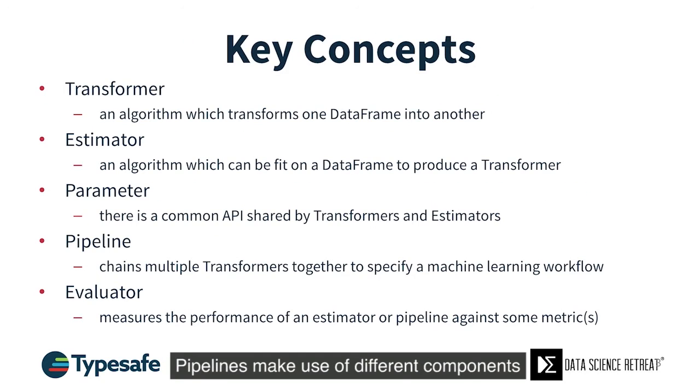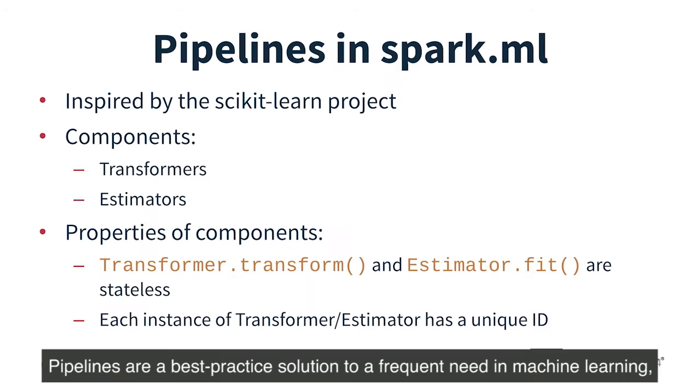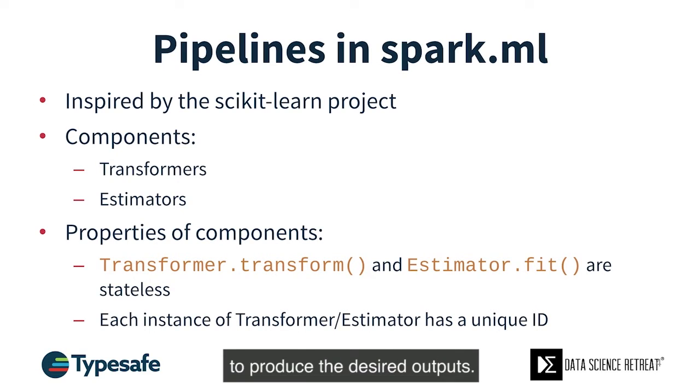Pipelines make use of different components, which I've already presented in previous lessons. Regarding parameters, in an earlier lesson, we saw how one can use a parameter map function containing parameters for both transformers and estimators. Pipelines are a best practice solution to a frequent need in machine learning, where there is a need to combine multiple algorithms into a single workflow to produce the desired outputs.